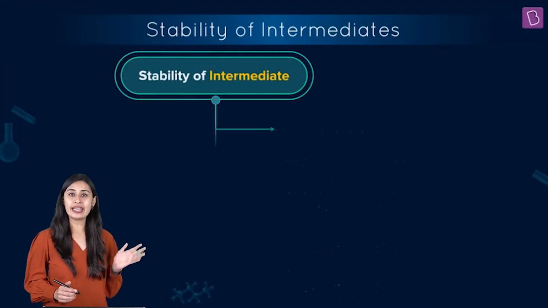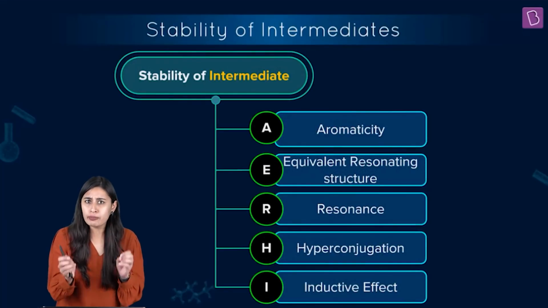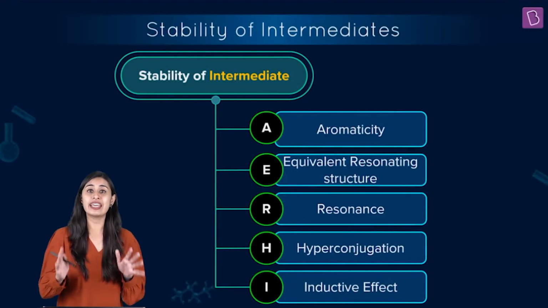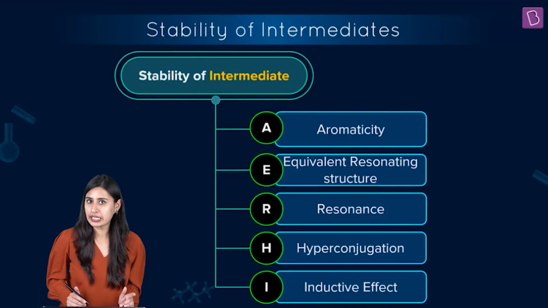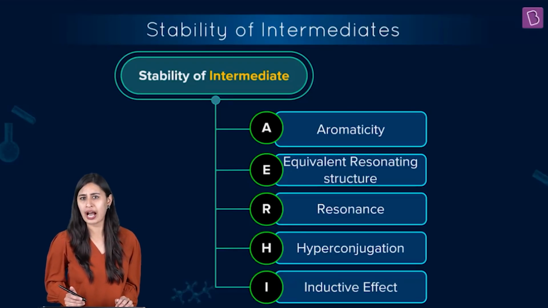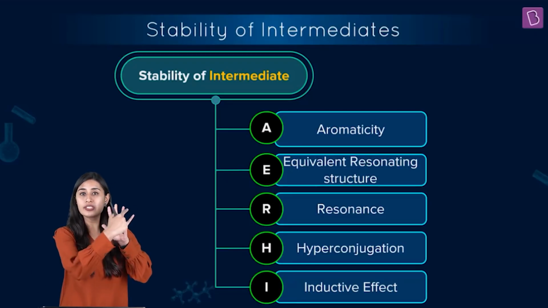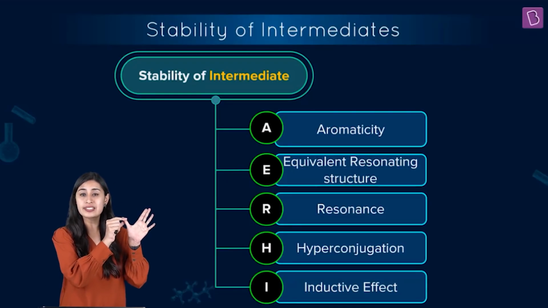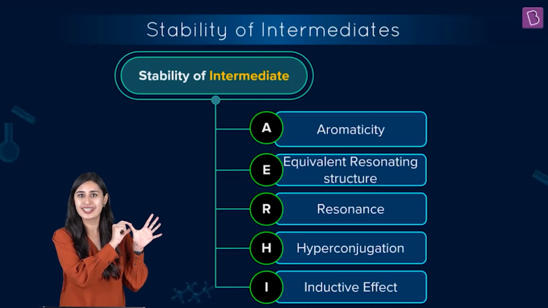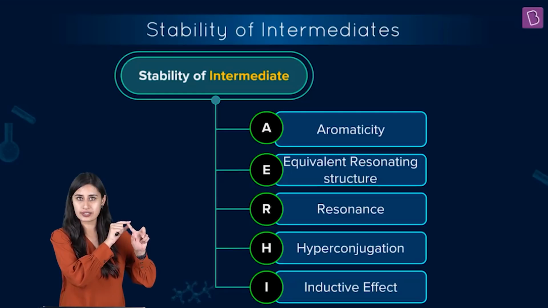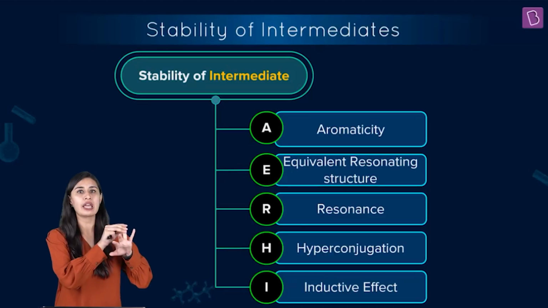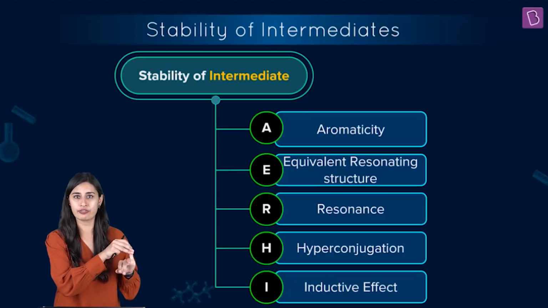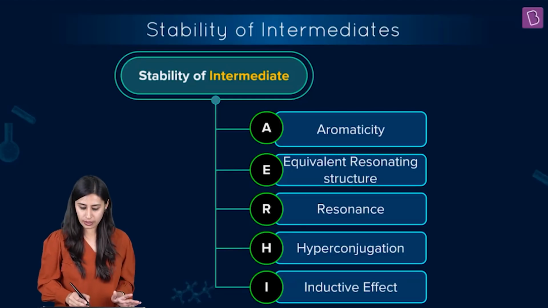The magic wand is AERHI. The moment I talk about the stability of intermediates, AERHI should strike the doors of your mind. A, aromaticity, E, equivalent resonating structure, R, resonance, H, hyperconjugation, I, inductive effect. The sequence is very important. Aromaticity is the leader of stabilizing effects, right? Then we have equivalent resonating structure, which is more dominating than resonance. Then comes, of course, resonance, and then hyperconjugation, and then least is inductive effect. But terms and conditions apply.